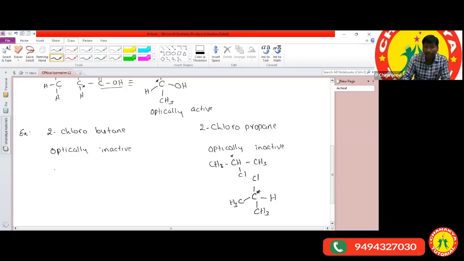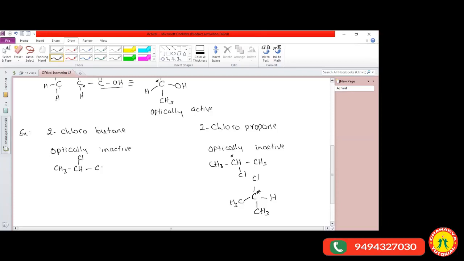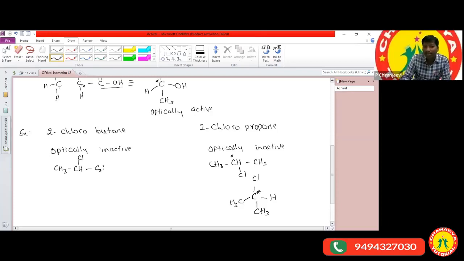Now, how can we write the structure of this one? CH3 bond CH bond Cl bond CH3. CH2CH3 we can also write directly, I am writing it as C2H5. Now, the second carbon atom, if you observe clearly, I am taking as the central atom. The second carbon is attached with the chlorine, one side with the hydrogen, another side with the methyl group, and another side with C2H5.